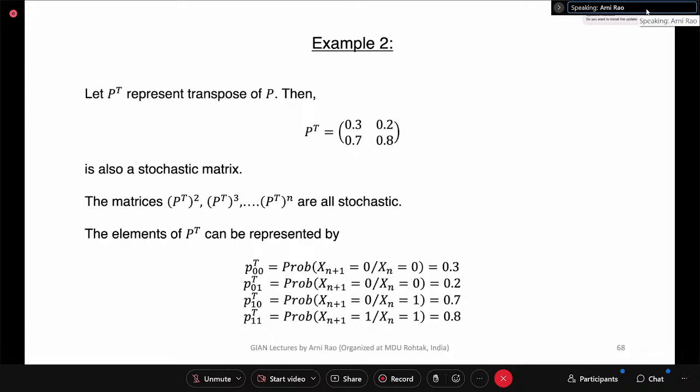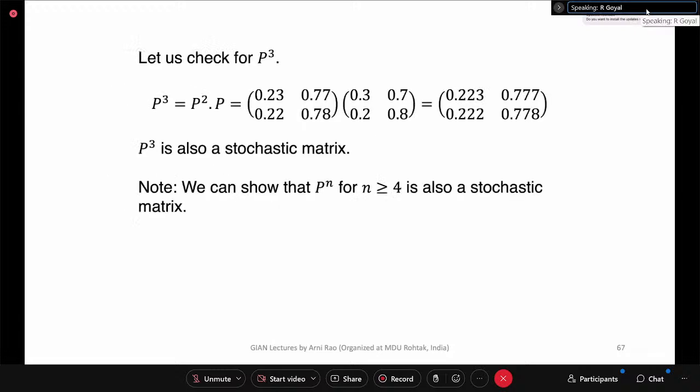Yes, please. So what could be the meaning of P square ij? Is this the probability of making a transition from the state i to the state j with one state in between, or what? Two steps. So from the state i, it would make a transition to some state, and then from there somewhere, but again coming back.